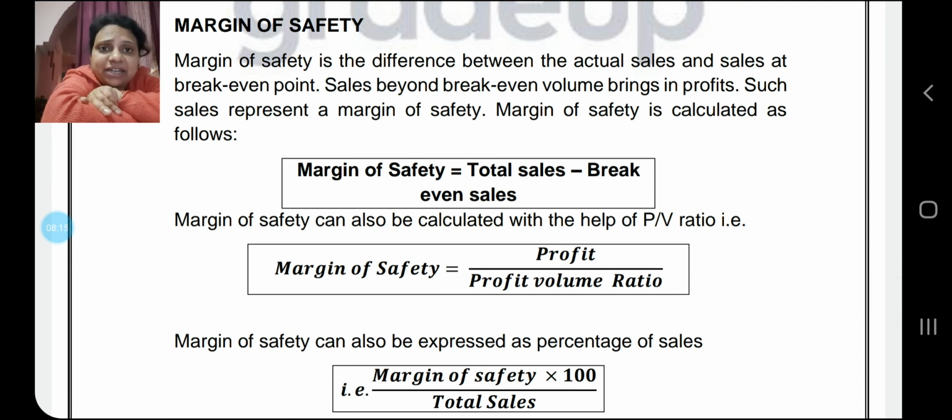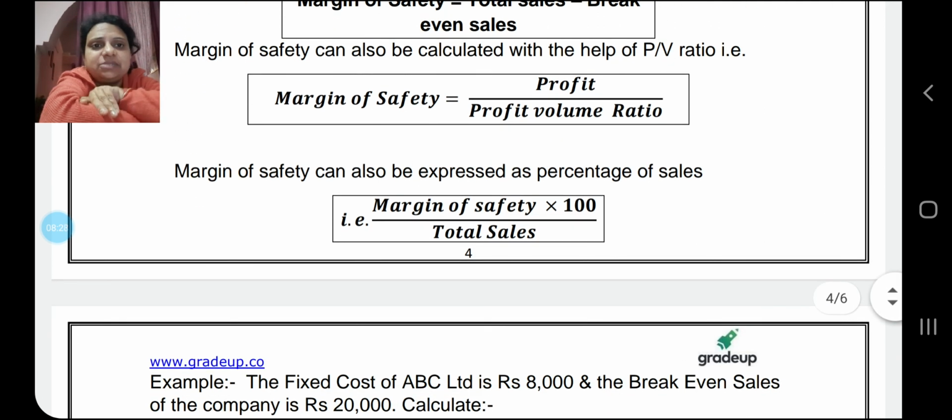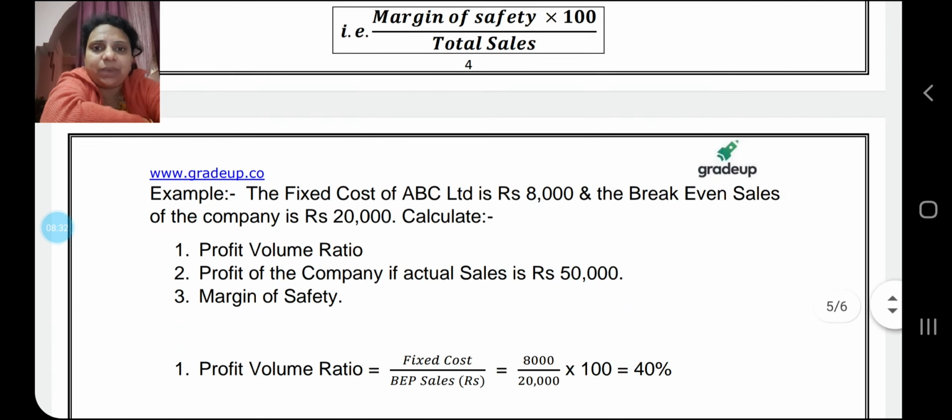Margin of safety is total sales minus break even sales. And if we want to calculate margin of safety in terms of rupees, that is profit upon profit volume ratio. And margin of safety can also be expressed as a percentage of sales, that is margin of safety upon total sales into 100. So in this way you can calculate.